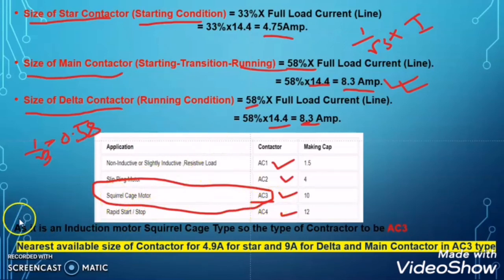So let us summarize this. As the induction motor is a squirrel cage type, the type of contactor will be AC3. The nearest available contactor for the star calculated rating of 4.75 is 4.9 ampere, and for the delta and main contactors, 8.3 ampere, the nearest standard is 9 ampere, AC3 type.